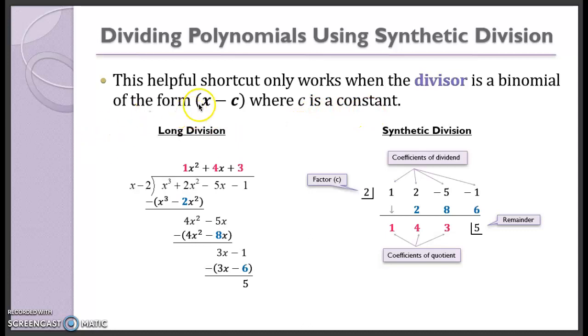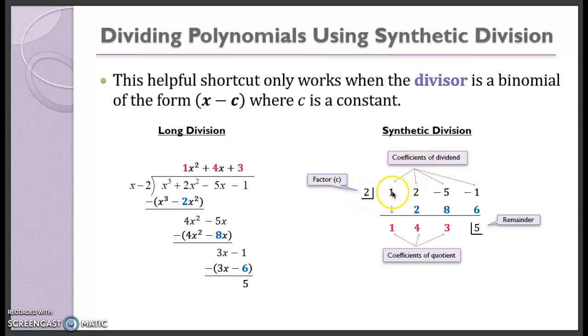You can't have a coefficient in front of the x for synthetic division. It's just a nice binomial divisor. So long division looks like this, right? You're familiar with this. Now, when we're doing synthetic division, we're going to put our c factor here. Remember, the binomial has to look like x minus c, so if it looks like x plus c, we're going to put negative c in here.